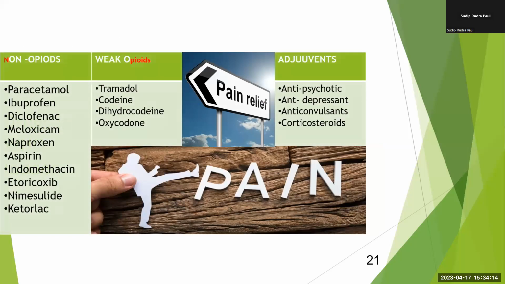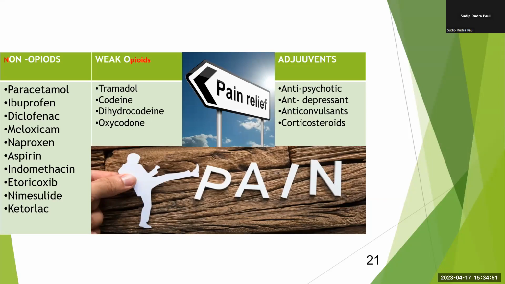Now, so non-opioids and weak opioids, you can see the list of what comes under these categories. Then we have adjuvants. You have seen that in the WHO ladder, everywhere plus or minus adjuvants are there. Adjuvants are drugs which enhance the effectiveness of the primary drug. So antipsychotic drugs, antidepressants, anticonvulsants, and corticosteroids. Anticonvulsants also work properly in neuropathic pain.